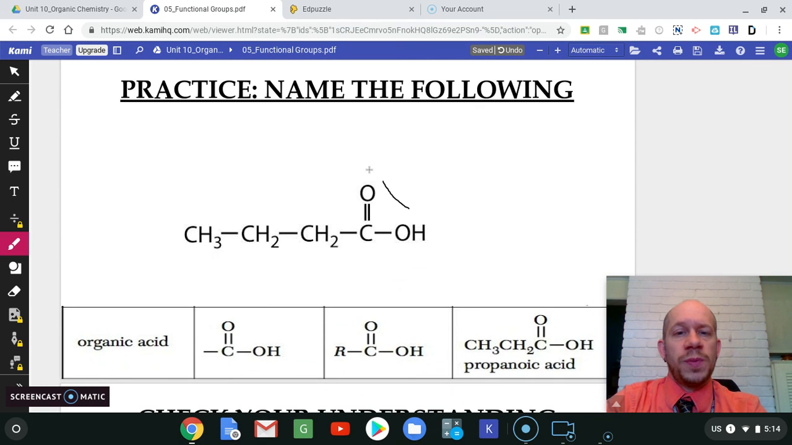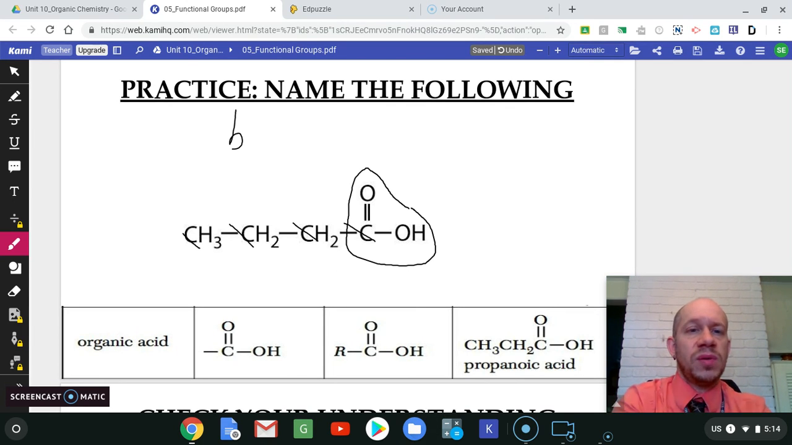All right, check your understanding. And now you can identify functional groups and you can name substituted hydrocarbons.